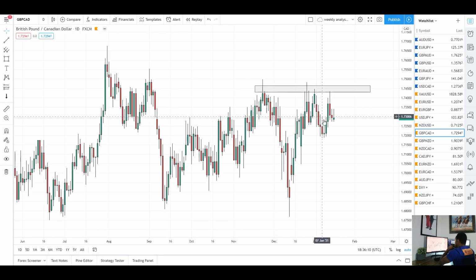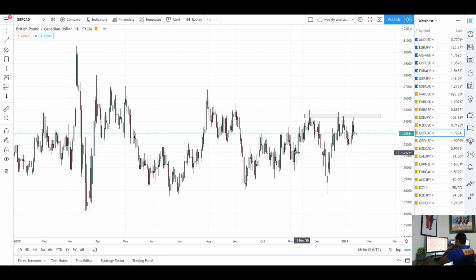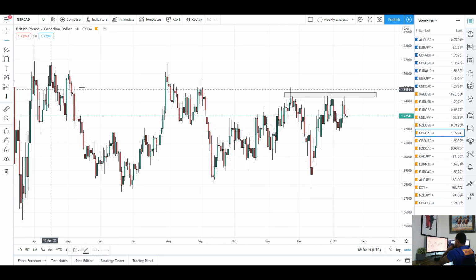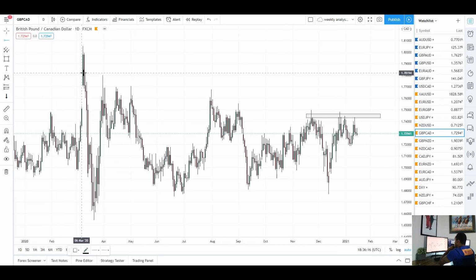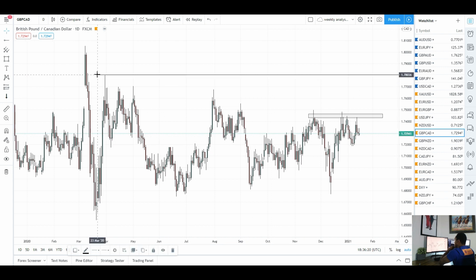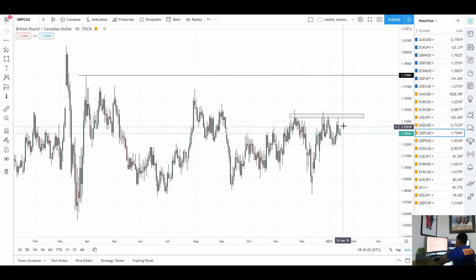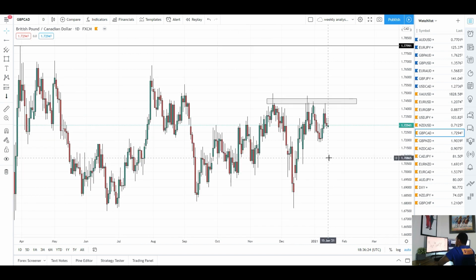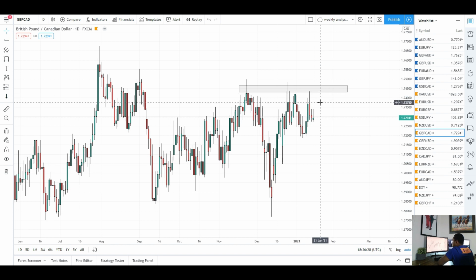If we break through that area, we could be seeing a bit more of a breakout to the upside, able to go and test this key level here around 1.78, this wick all the way up here. If you see a breakout, we could be seeing a bigger move to the upside to go and test that area, but for now, probably expecting another push to the upside for GBP/CAD.